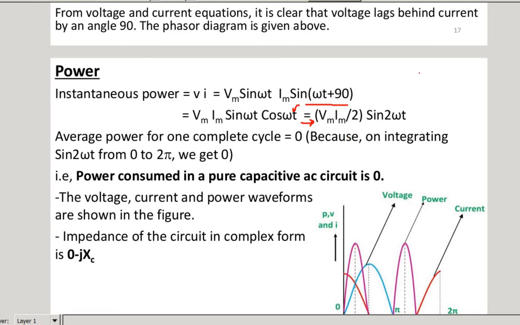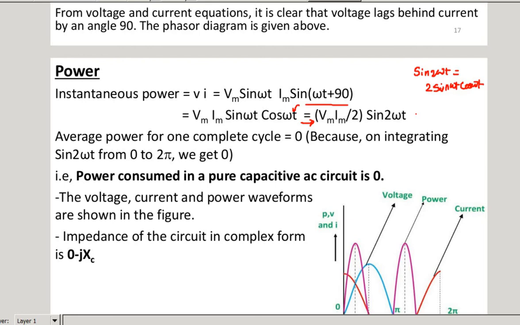That is sin 2 omega t is equal to 2 sin omega t cos omega t. So we can rewrite it as sin 2 omega t by 2 equal to sin omega t cos omega t. So this is the instantaneous expression for power, and the average power for one complete cycle will be 0 when we integrate. In order to find the average power, we have to integrate from 0 to 2 pi.